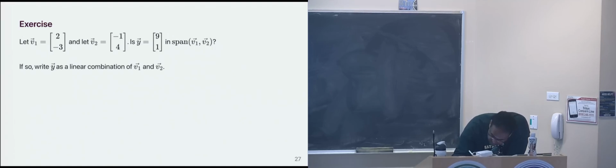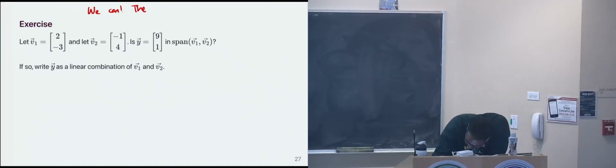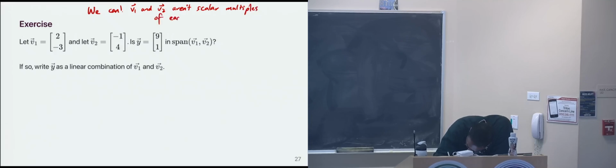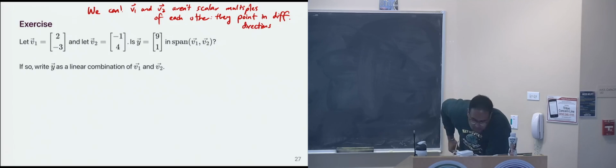Okay. And so the answer is yes. We can, because v1 and v2 aren't scalar multiples. They point in different directions. Okay, so if so, write y as a linear combination of v1 and v2.